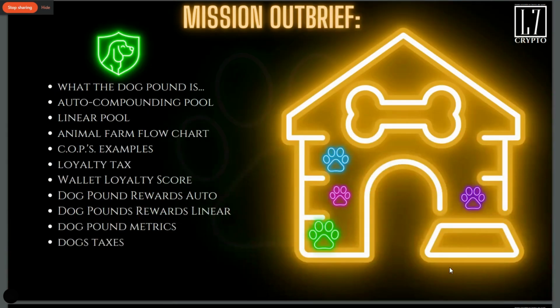Next up. What we discussed was what the dog pound is, the auto compounding pool and the linear pool. We discussed and saw the animal farm flow chart. We looked at two different examples of the COPs, one for the auto compound pool and one for the linear pool. We discussed the loyalty tax, the wallet loyalty score, the dog pound rewards for the auto compounding pool, the dog pound rewards for the linear pool, the dog pound metrics, and the dog taxes. That's it for the dog pound.